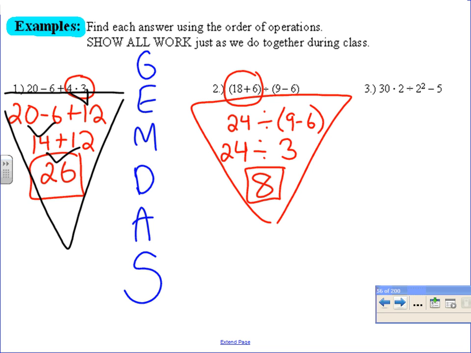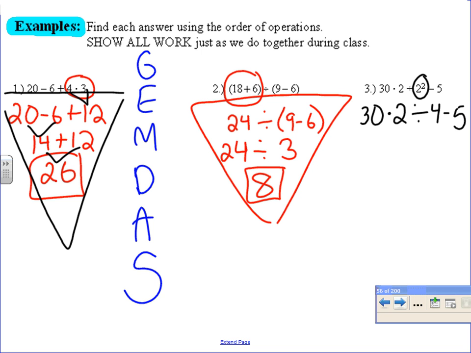Good job. So on number 3, you ask yourself, are there grouping symbols? There are not. So you go to the second part of GEMDAS. There is an exponent. I'm going to circle it. We need to take care of simplifying the exponent first. Adam, what is 2 squared? Good. So we rewrite 30 times 2 divided by 4 minus 5.